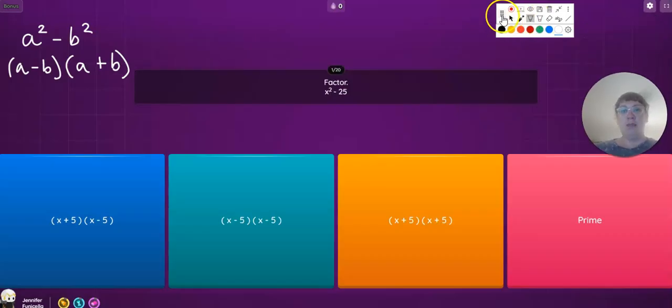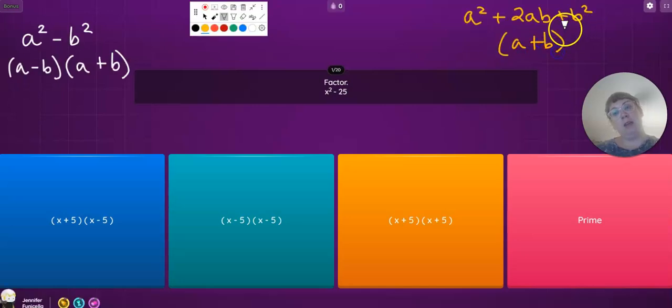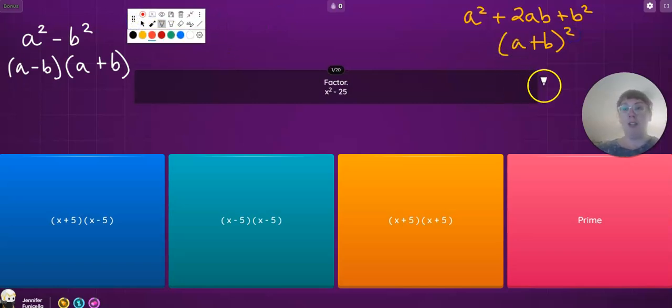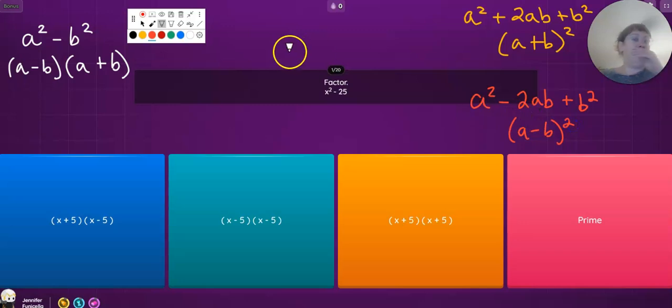And on the other side over here, a squared plus 2ab plus b squared simplifies to a plus b squared. And then if it is subtraction, we have a squared minus 2ab plus b squared, and that gets us a minus b squared.